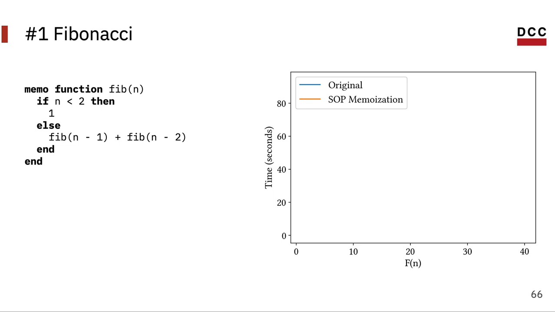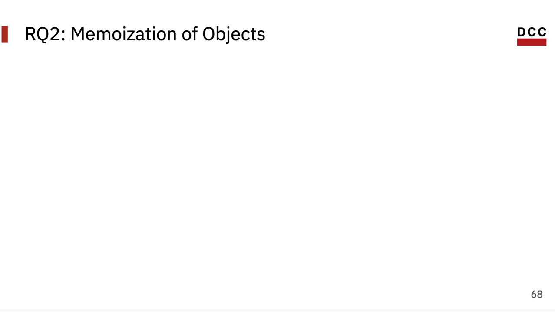In this case, we shall be counting from 1 to 40 all the Fibonacci numbers. And as expected, whereas the original implementation of Fibonacci is exponential, the memoized version is linear on n. So that's the expected behavior of memoization.